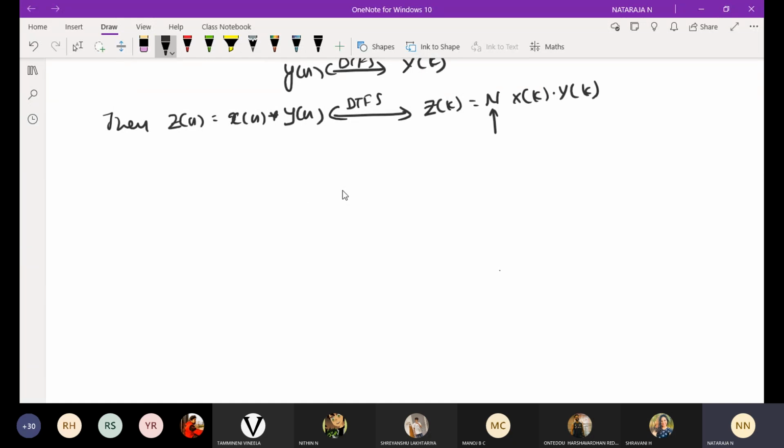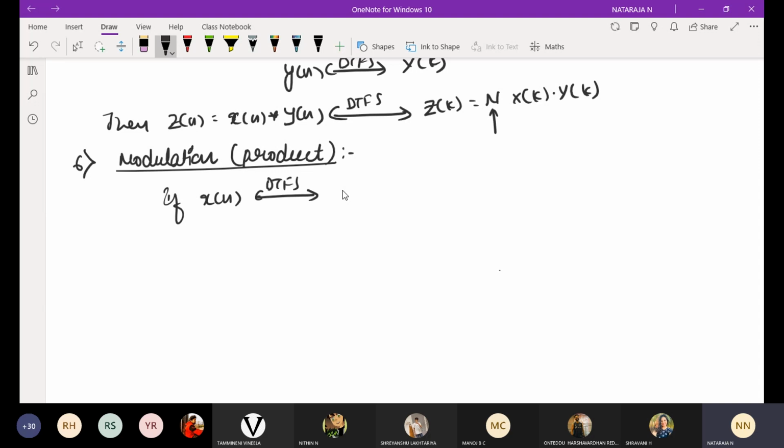Next we have modulation or product property. Here, if x of n is DTFS of x of k and y of n is the DTFS of y of k, then the output z of n is equal to x of n into y of n.